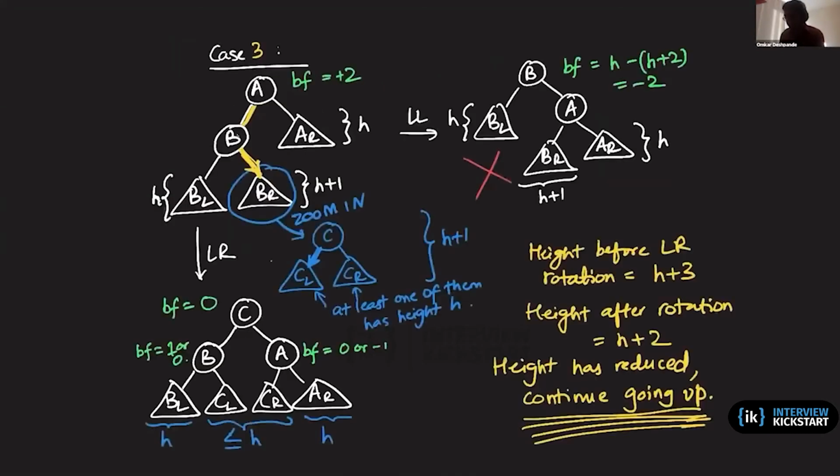By the way, did I write the Inorder Traversal here? No. If you look at the ordering here, it was LR, so the rotation here is identical to the rotation we did in insertion, right? B sub L followed by B followed by C sub L followed by C followed by C sub R followed by A followed by A sub R, before and after rotation.